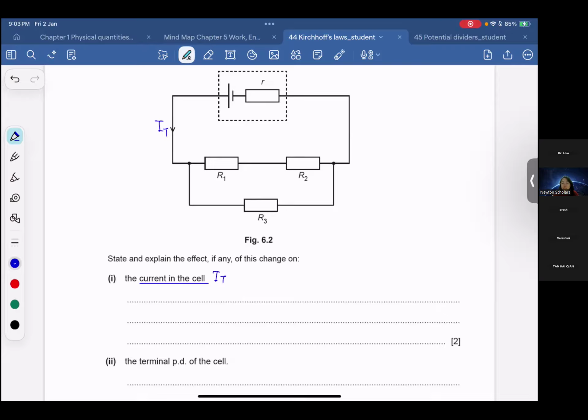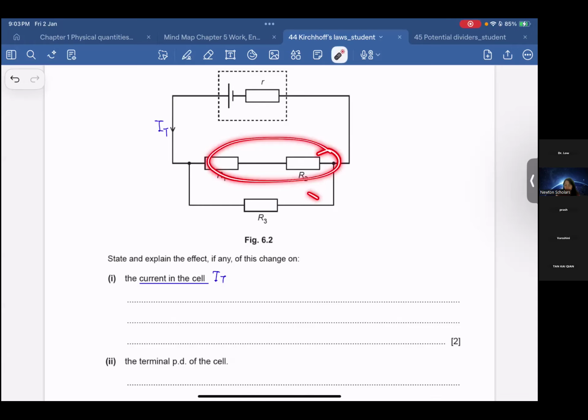Let me check. Vashini, very good. Her answer is very perfect. She said that current in the cell increases because total resistance in the circuit decreases, and EMF is constant. If you connect the resistor in parallel, it will reduce the total resistance. This one is confirmed. If not confirmed, you put some value and do some calculation, then you will know. If in the exam you are confused whether it increases or decreases, you put some simple values.